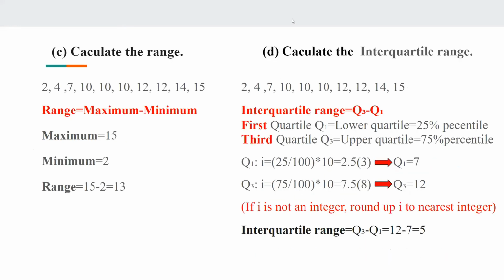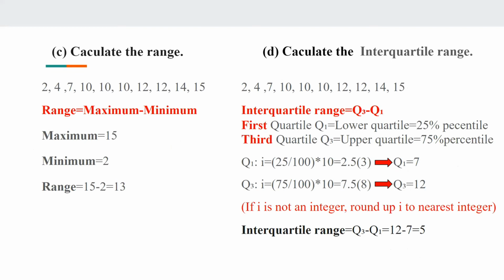Now let's move on to question C, calculate the range. As we have learned from the lecture, the range equals maximum minus minimum. In this sequence, the maximum is 15. The minimum is 2. So the range equals 15 minus 2, that is 13. Let's move on to question D.